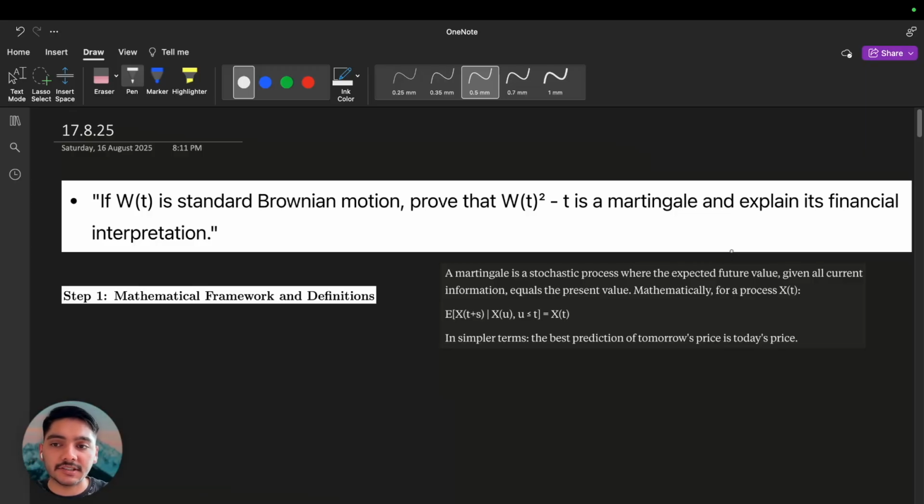So let's start with step one, which will be the mathematical framework and definitions. Before proving the martingale property, we establish our mathematical foundation. We work on a filtered probability space with natural filtration Ft, which represents all information available up to the time t. The formal definition of a martingale requires three base conditions. So let me mention the three conditions which are there.